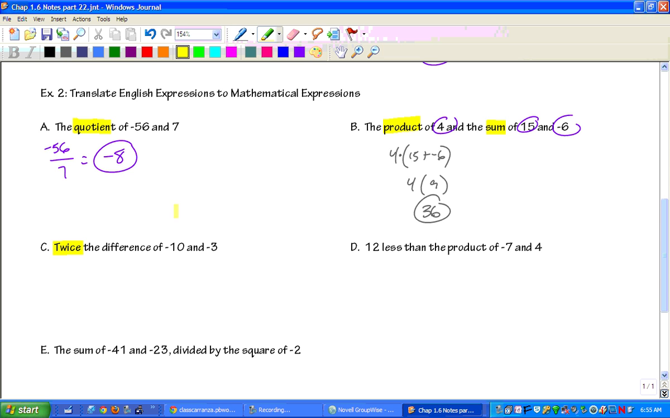All right, so using twice the difference of negative 10 and 3. So twice, we're going to multiply the difference of negative 10 and negative 3. Well, 2 negatives right there means we got to do click, click. Negative 10 plus 3 is negative 7. And when you multiply those two, you get negative 14.